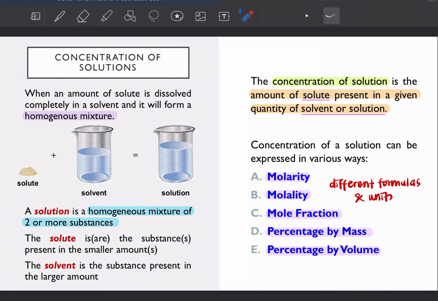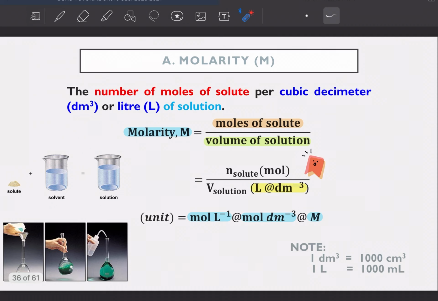Okay, so let's look at the first one, which is molarity. Molarity, also used with the symbol capital M, is actually the number of moles of solute per cubic decimeter, dm cube, or liter of a solution. So we can see that we are using mole of solute, dengan volume of solution. I would use this formula to remember. I put this cute sticker for you guys to see that this is important.